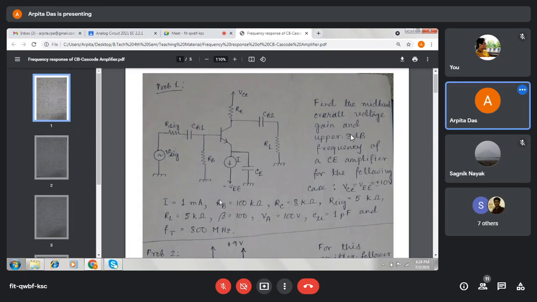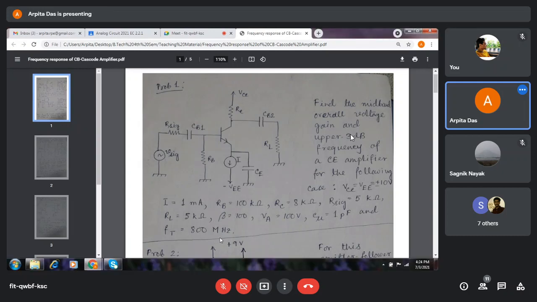is given. From this value, you can calculate the value of C pi, because in the expression of cutoff frequency there is a term of C pi, and C mu is given. You can calculate the value of gm, the transconductance, by using these given parameters. So you can easily calculate the value of C pi, and using that C pi, you can calculate the value of the upper 3 dB frequency, and the voltage gain is as before.